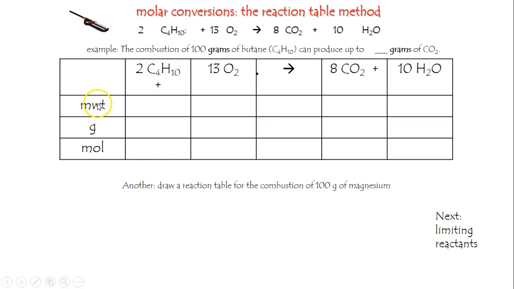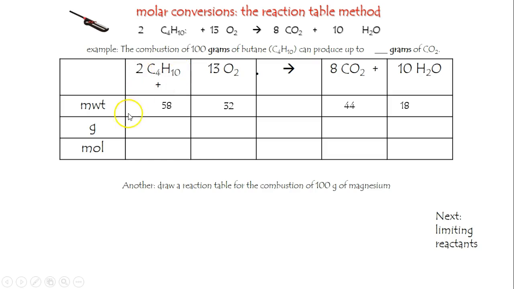Beneath that, write the molecular weight, the grams, and the moles involved. Now, the molecular weight is simply the grams per mole for each substance. Butane has a molecular weight of 58 grams per mole, 48 for the carbon, 10 for the hydrogen. These are the average atomic masses that you can find on any periodic table. Oxygen is 32 grams per mole, carbon dioxide 44, and water 18. Of course, these don't add up. They don't need to add up.